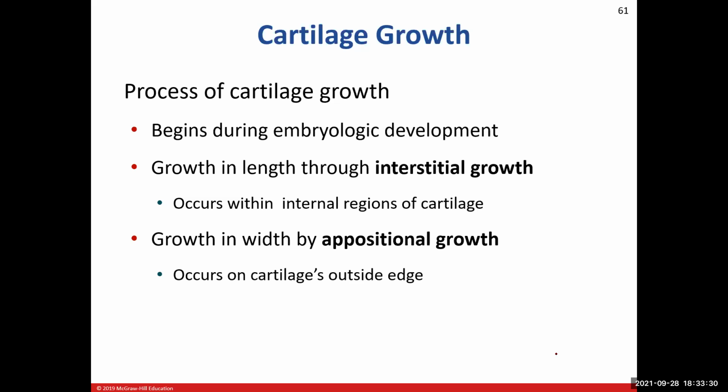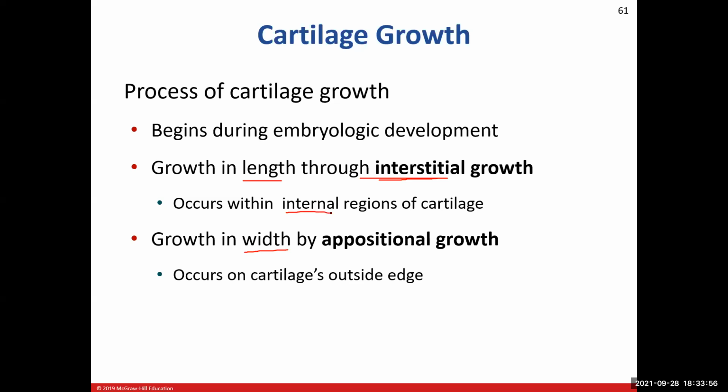There are two ways that cartilage grows. One is in length and the other is in width. I like to compare it to a tree. When a tree grows taller, it grows taller in length, right? And as cartilage grows that way, that is interstitial growth. This occurs on the inside of cartilage.